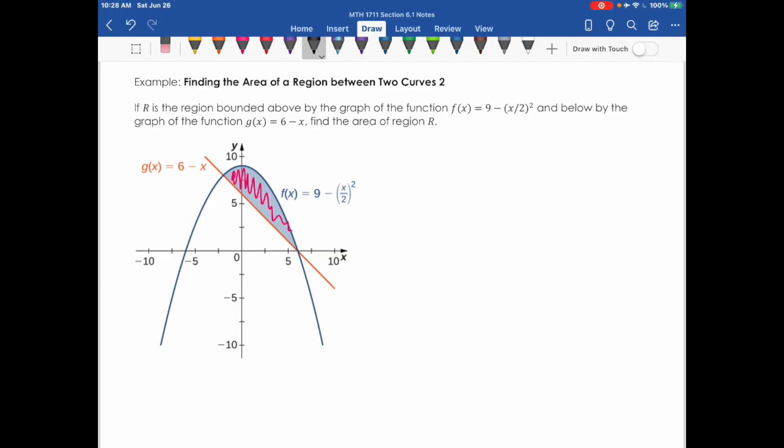Now, the first thing I would do is, because we don't know what our upper and lower limits are, we don't know exactly what interval this is on, the problem doesn't tell us. So we need to figure out where our intersection points are so we can see what our upper and lower limits are going to be. So the first thing we need to do is set these two equations equal to each other and find where they intersect. So I'm going to set f of x equal to g of x and find those values of x where their y values are the same.